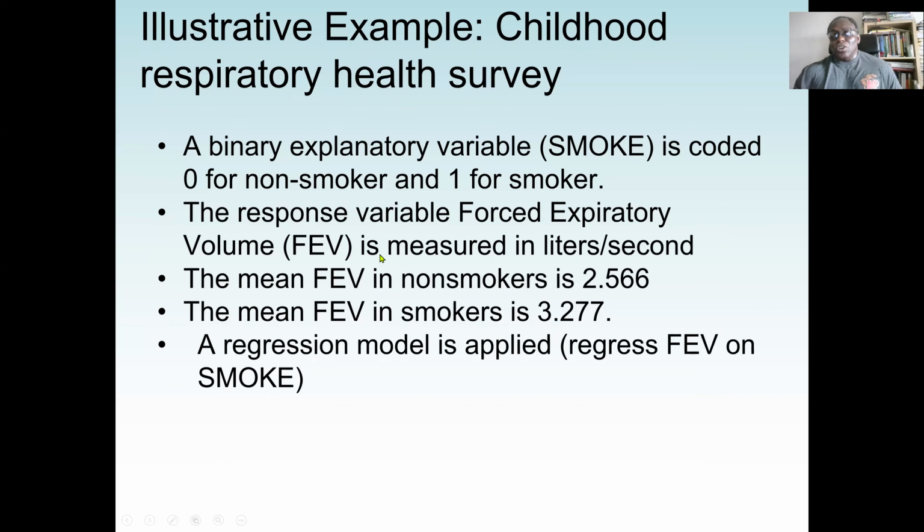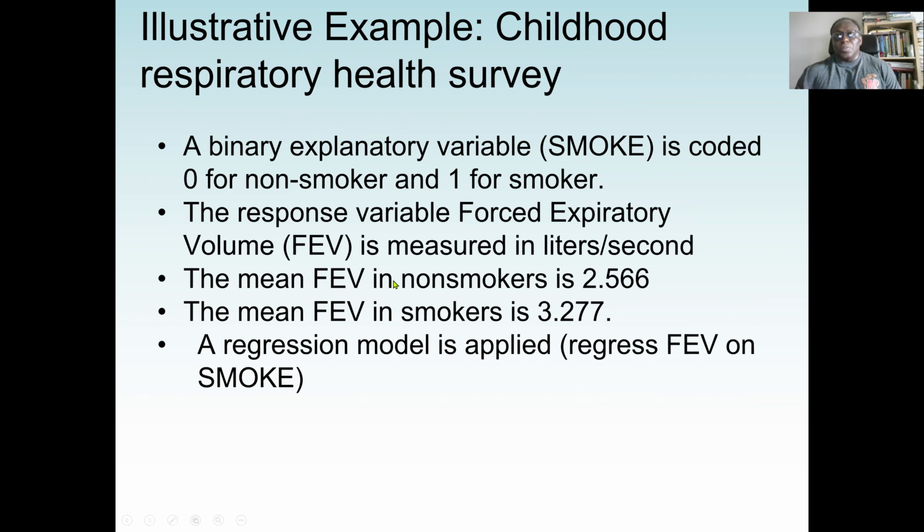So again, let's go back to the example here. As we said earlier, we have an example for a childhood respiratory health survey. We have a binary explanatory variable, which is called smoke. It's binary because we have only two possible values, 0 for non-smokers and 1 for smokers. Now the response variable, forced expiratory volume, is measured in liters per second. And we have the mean value for non-smokers to be 2.566. Then we have the mean value for forced expiratory volume in smokers to be 3.277.